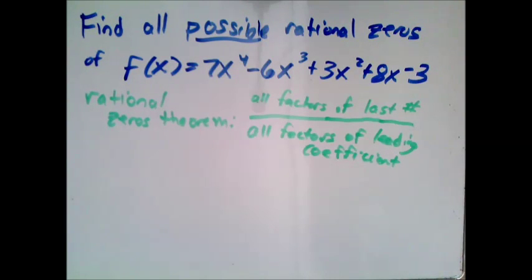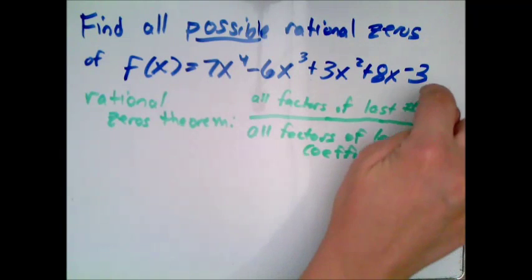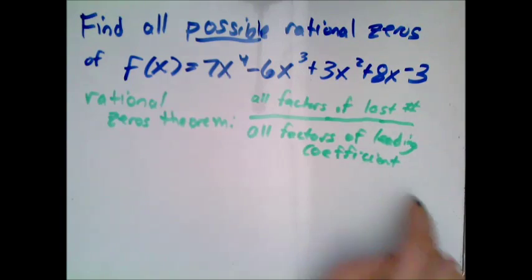Here we're trying to find all possible rational zeros, so we're not saying which ones are answers, just out of rational numbers only, which ones could possibly be answers. So there's a theorem to go along with this, and how it works is you want to take all the factors of the last number over all the factors of the leading coefficient.